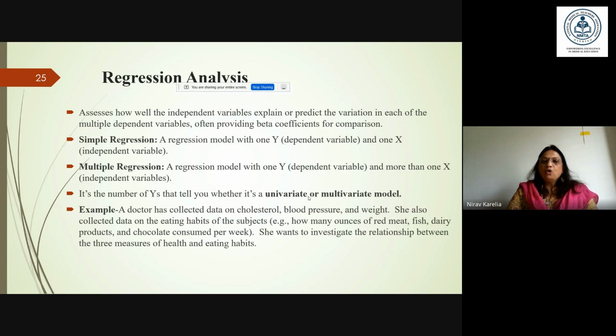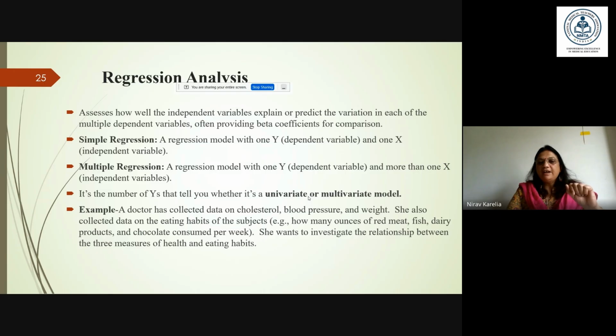Suppose as a doctor, I have collected data on cholesterol, blood pressure, weight, and also data on the eating habits of the subjects. That is, how many ounces of red meat, fish, dairy products, or chocolates they consume per week. Then I want to investigate the relationship between the three measures of health and eating habits.